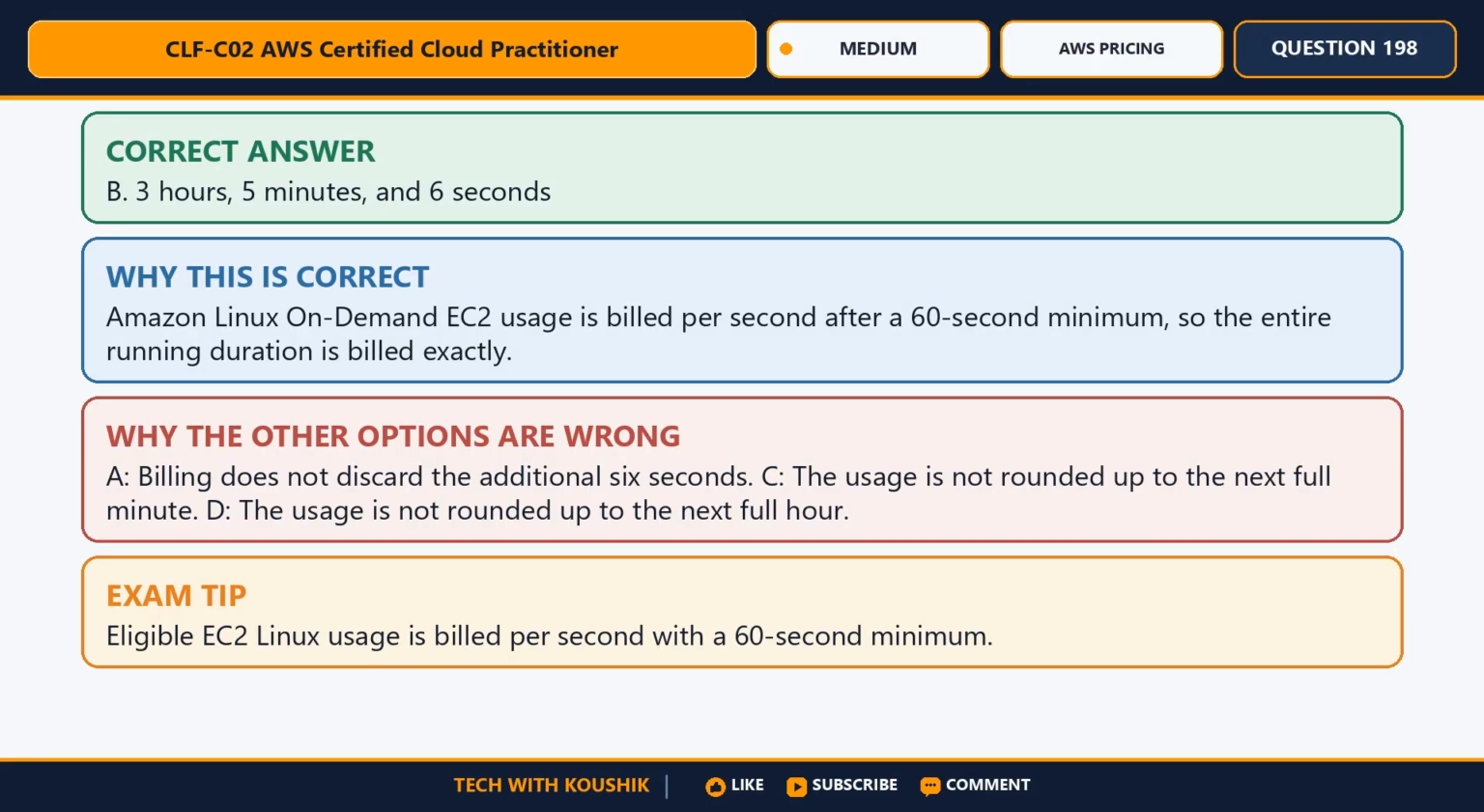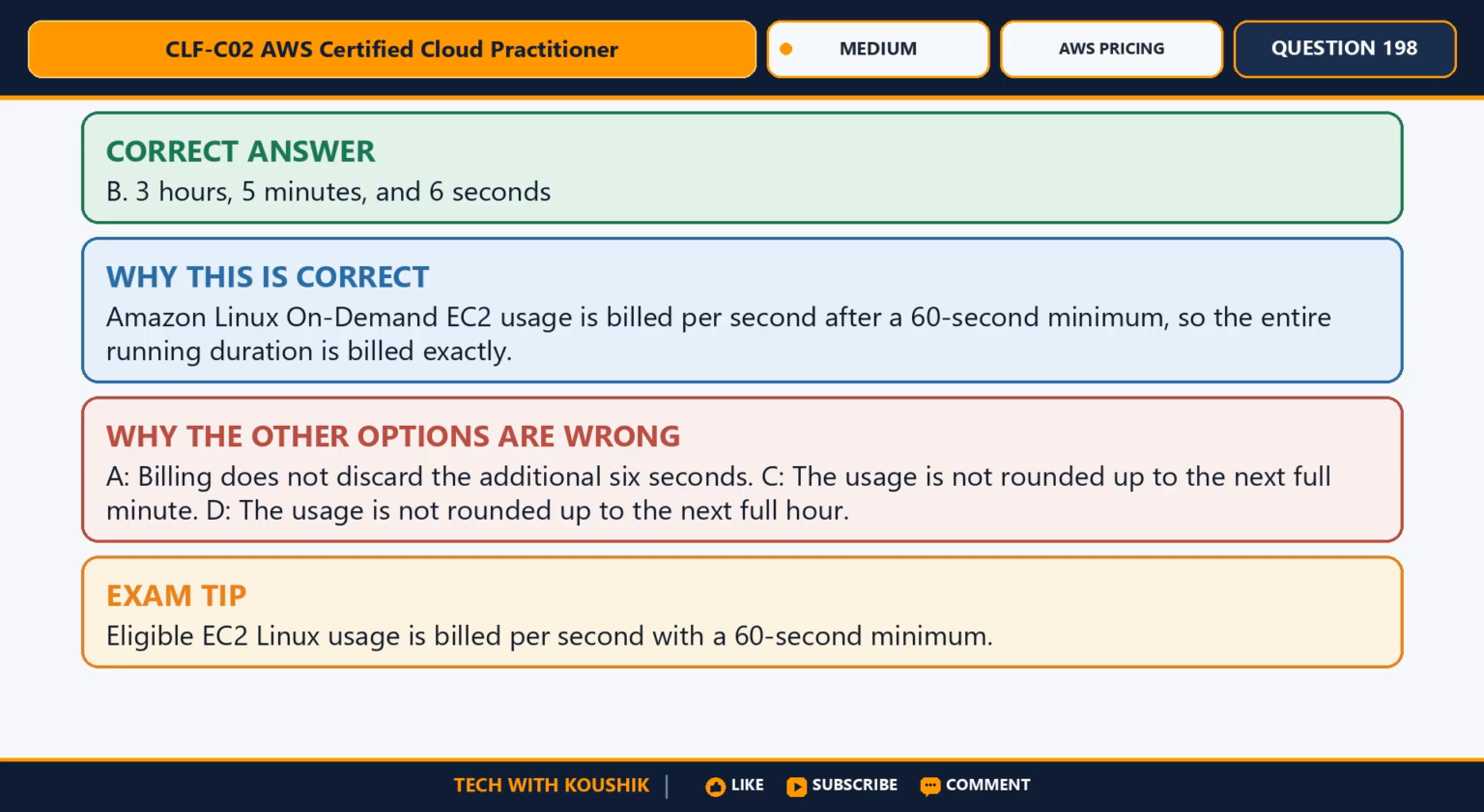The correct answer is B. 3 hours, 5 minutes, and 6 seconds. Here is why. Amazon Linux on-demand EC2 usage is billed per second after a 60-second minimum, so the entire running duration is billed exactly. Why are the other options not correct?